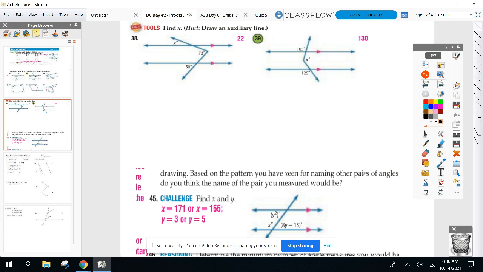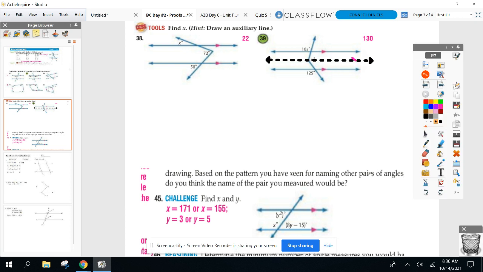So what I need to do is draw in an extra line that's going to help me out, an auxiliary line. And the best place to draw an auxiliary line is right in the middle, parallel to the other two. It's important to note that the auxiliary line does not bisect angle X. That's not a property of it. It's just parallel. That is it. All right, are we ready to go now?